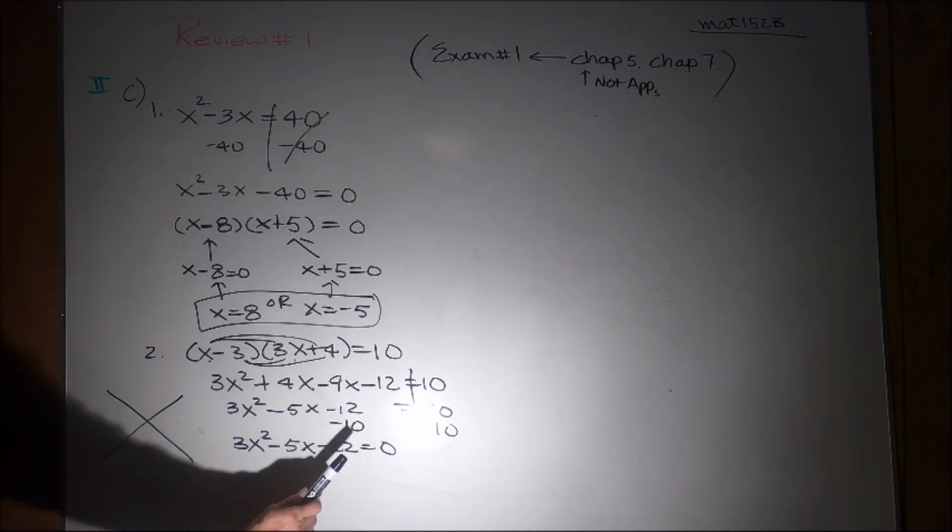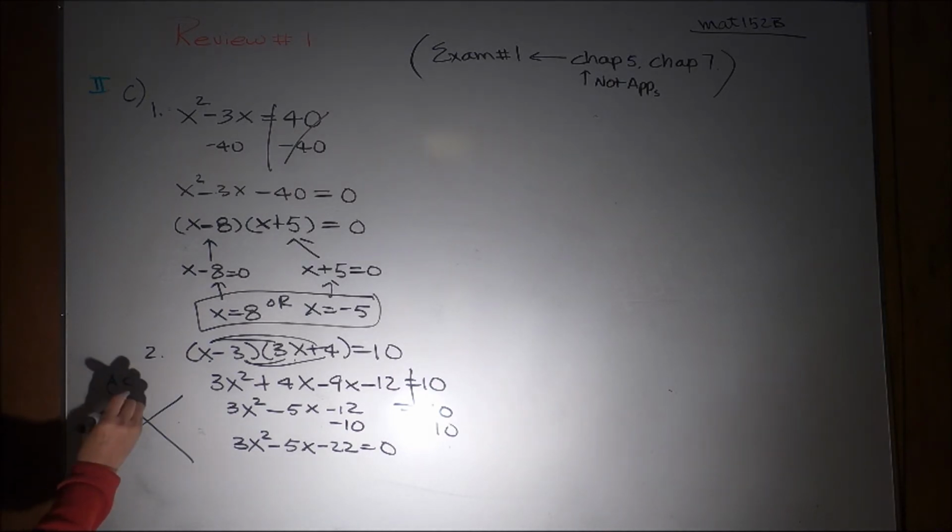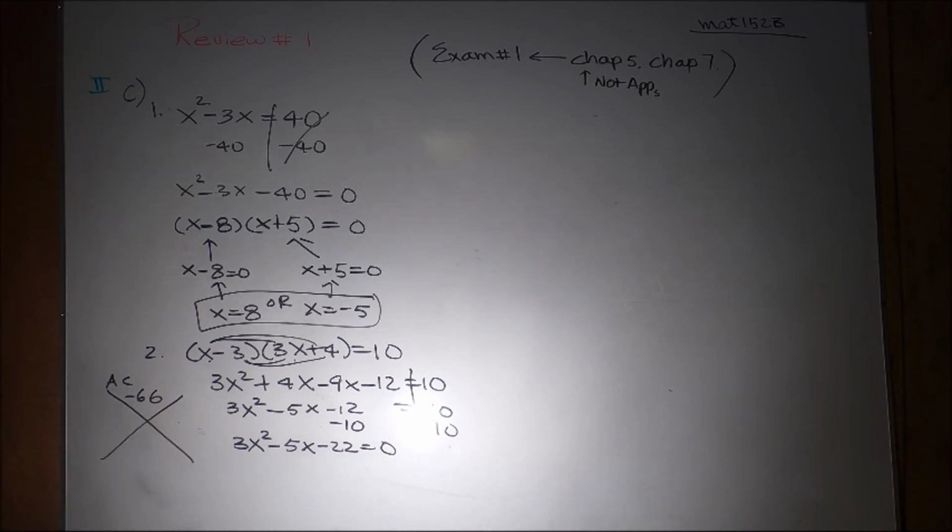What's your C? -22. So you have AC, A times C, -66. And B is what? -5. So which numbers will work? 66 will be what? 11 and 6, right? Which one is negative? Which one is positive? So we found the two numbers. What's the next step? Split your middle term, right?